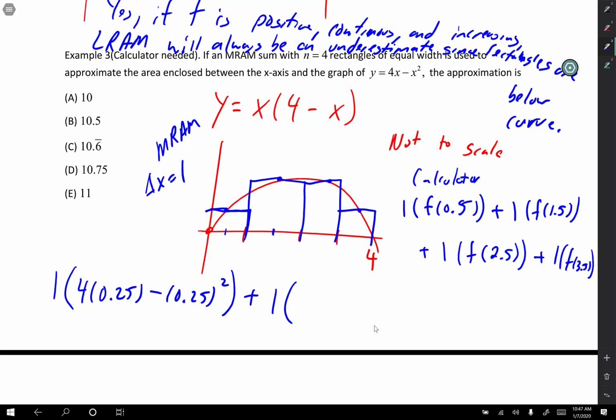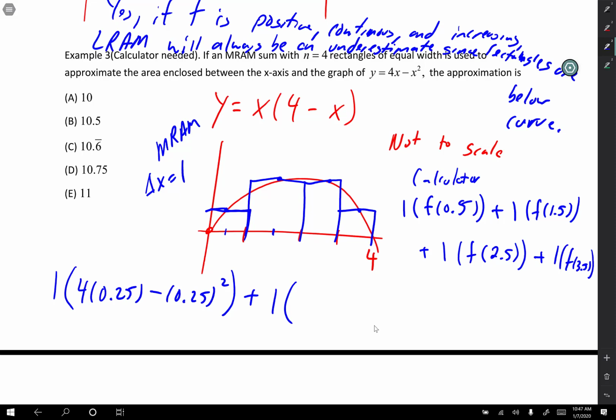All right, here's my home screen. 1 times f of 0.5. Does everyone agree 1 times f of 0.5 is just f of 0.5? So I'm just going to write that. So here it is. Alpha, no, not alpha. It's second. No, it is alpha. Alpha trace, there it is, y1.